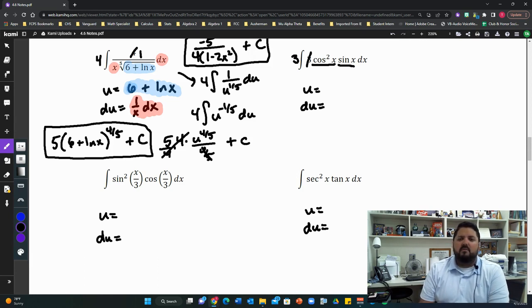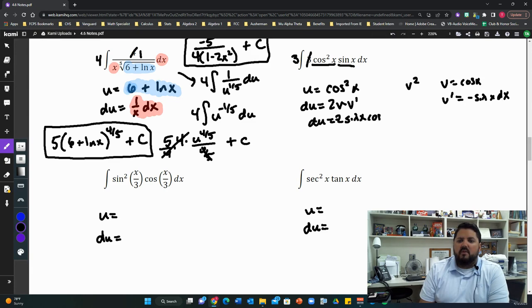So let's start with the first one. Let's say that I think cosine squared x is my u. Well, to take the derivative of that, this is something squared, so this is where I would need a v. So if I think of this as v squared, where v is cosine, then v prime would be negative sine of x dx. So v squared would turn into 2v times v prime, or negative 2 sine of x cosine of x dx.